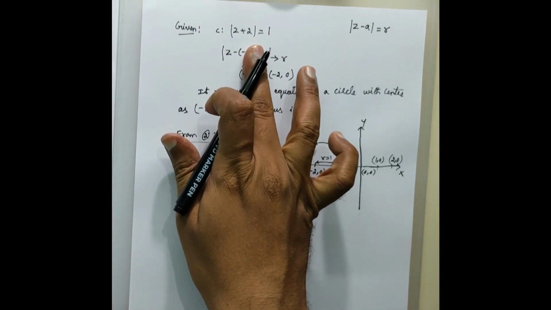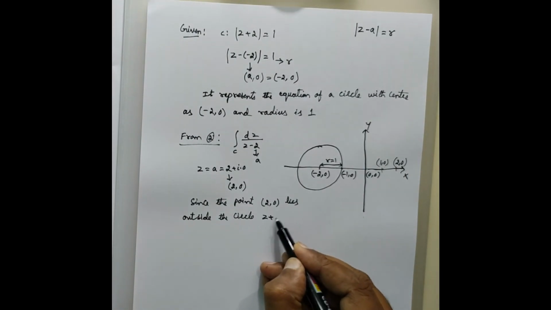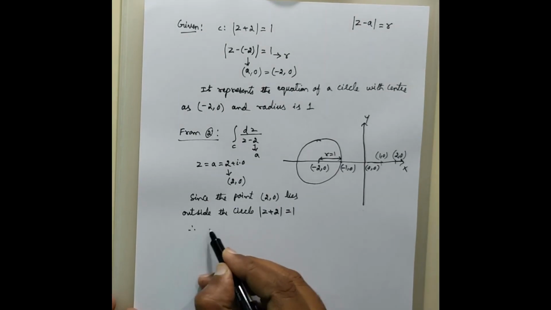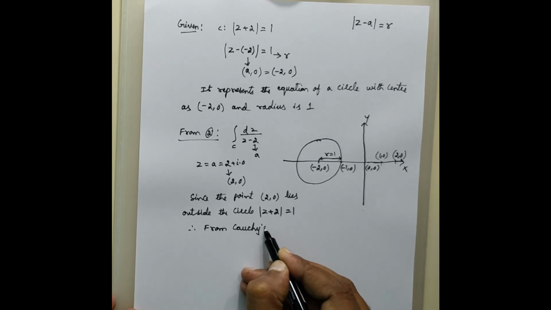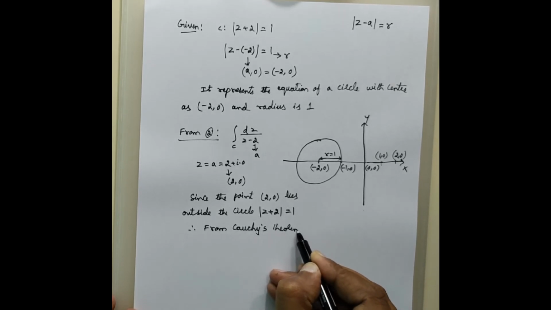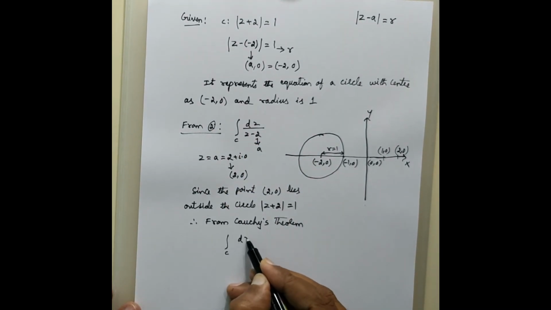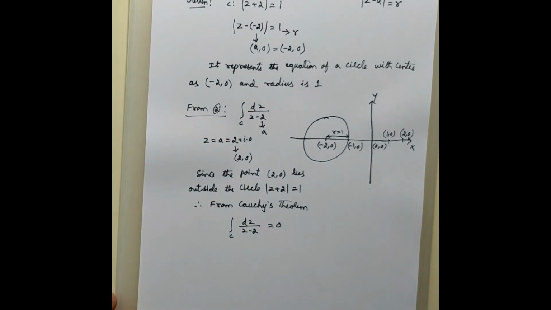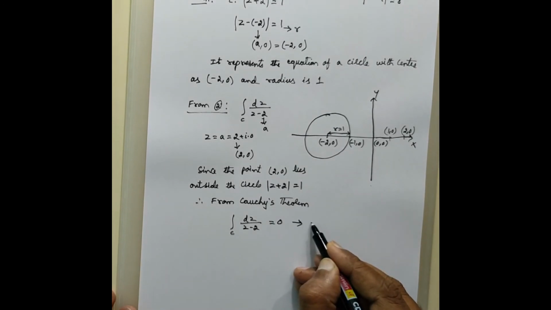modulus of z plus 2 equal to 1 is the circle we have. So modulus of z plus 2 is equal to 1. Therefore from Cauchy's theorem, the integral over c of dz by z minus 2 will be equal to 0. So hence using Cauchy's theorem we have shown that the value of the integral is 0. So let us take that as equation number 3.